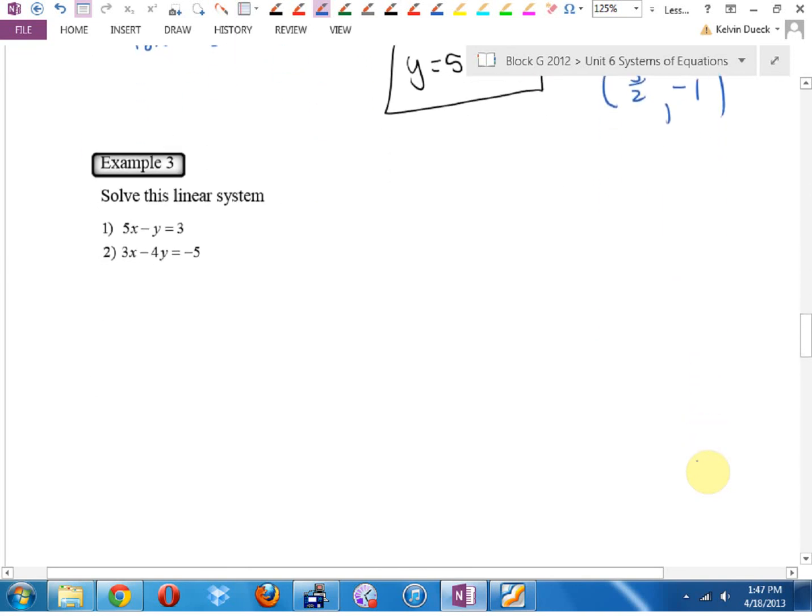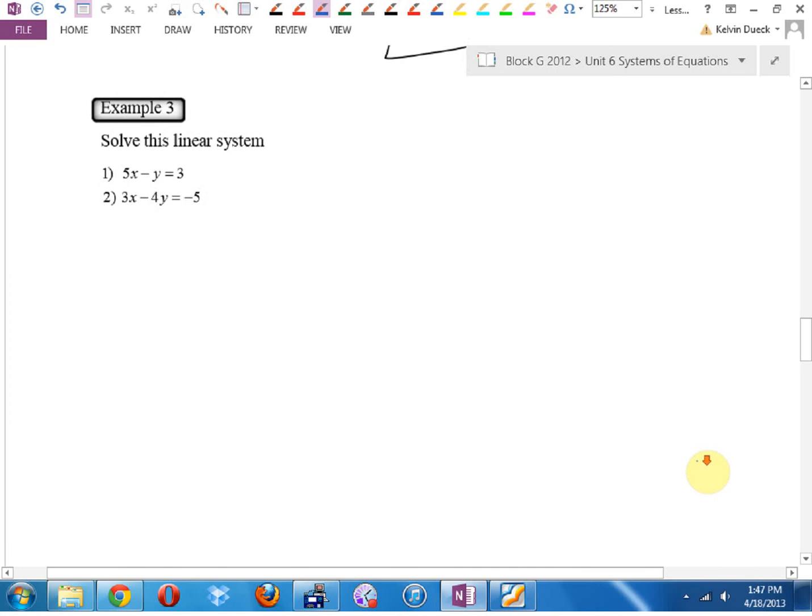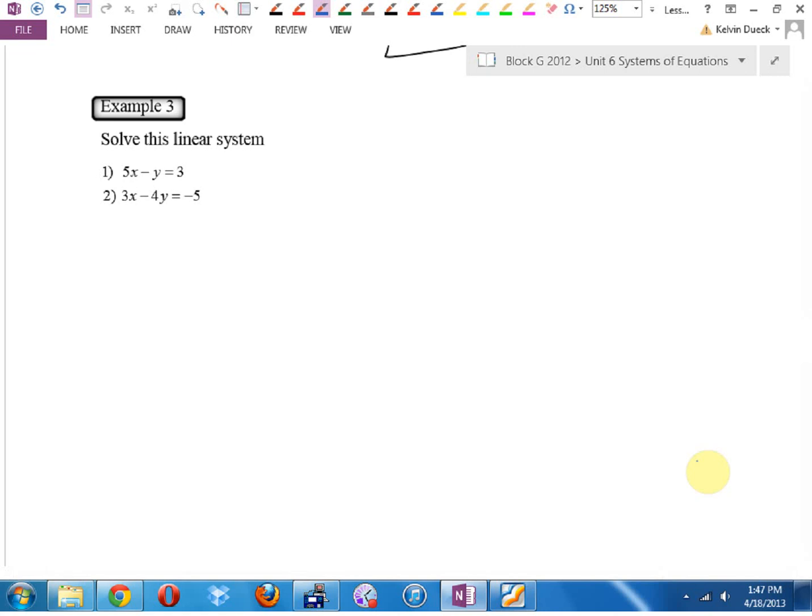Let's try another one. Example 3. Which equation is going to be easier to rewrite here? Equation 1 or equation 2? Oh, by the way, where the substitution method doesn't work well, don't write this down, is if your equation looks like this.